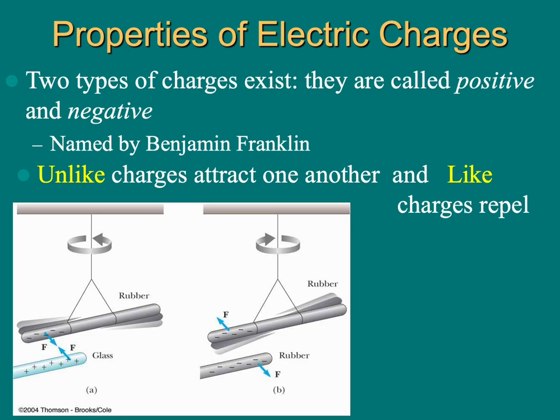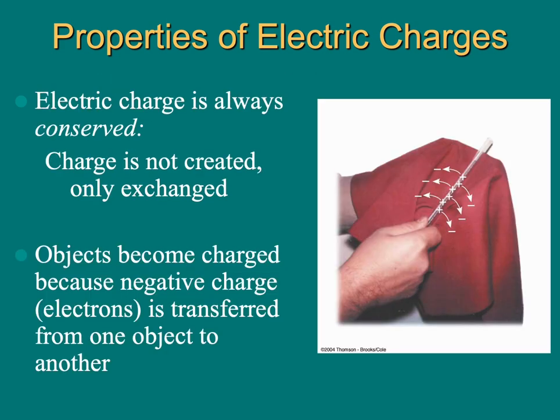What are the other properties about charges? And we know different charges attract each other. Positive charge and negative charge attract each other. Positive charges repel each other. Negative charges repel each other. Summarized as unlike charges attract and like charges repel. Now, this positive and negative charge are named by Benjamin Franklin.